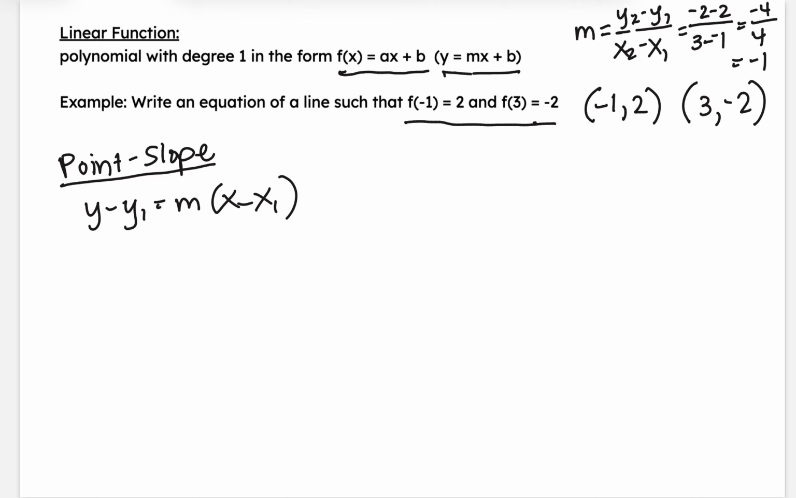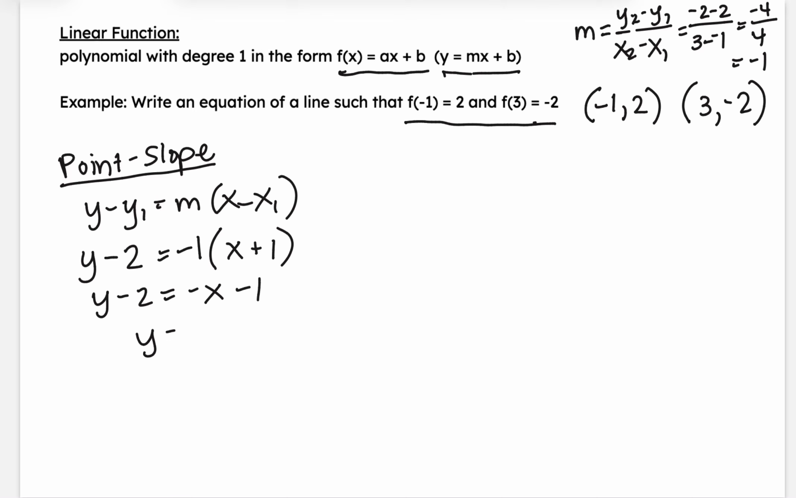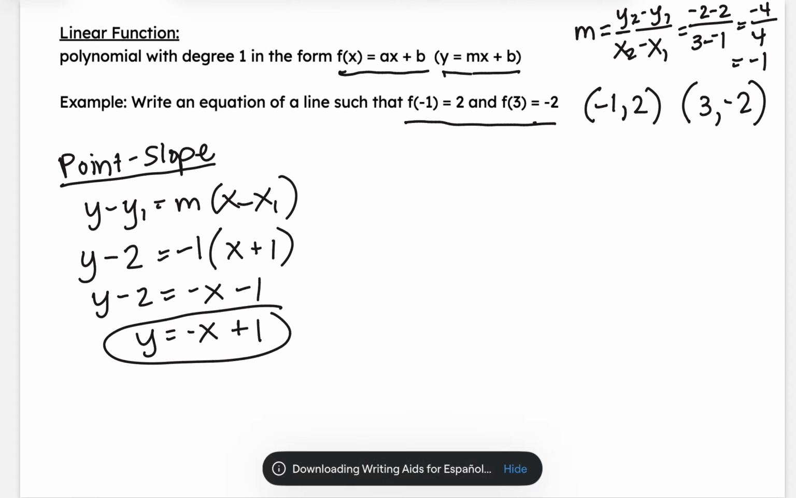So if I fill in to point slope, I have y minus 2 equals my slope of negative 1, times x minus a negative 1, or we can say plus 1. And then we can distribute that and put it into slope intercept. So y minus 2 equals negative x minus 1. Then we add 2 to both sides, so we get negative x plus 1. So that's using point slope form.